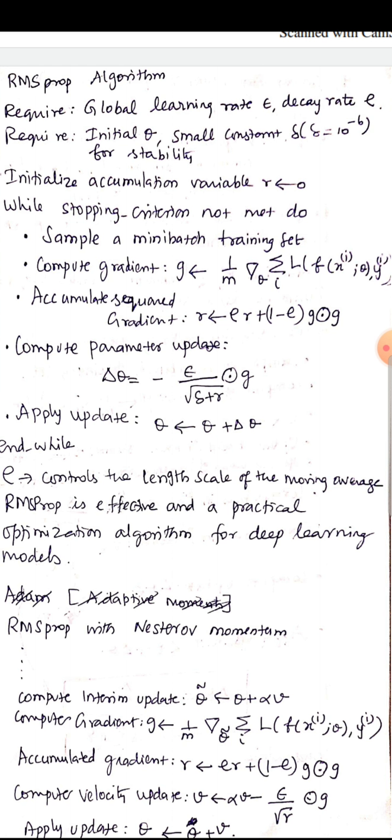And here is how rho plays a role in RMS prop: the rho value controls the length scale of the moving average. What we mean to say is, how far we are going to accumulate the squared gradient, that is, how many stages of gradient we are going to keep, is decided by the rho value.